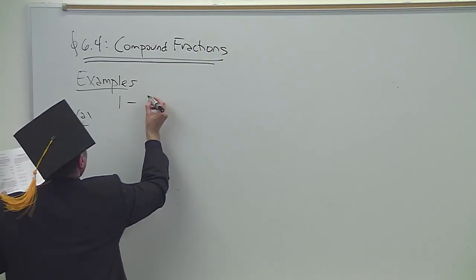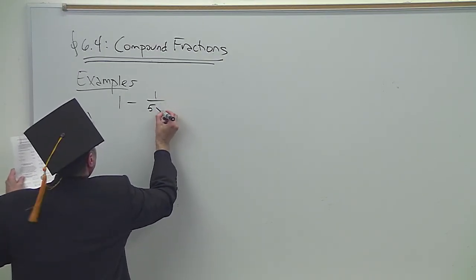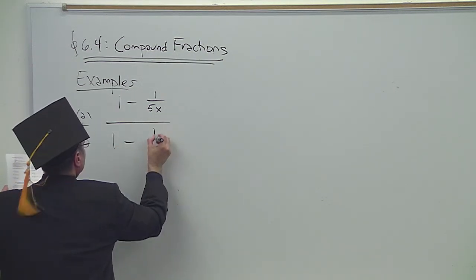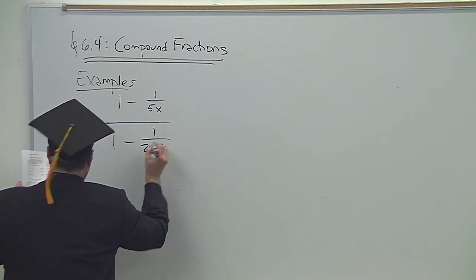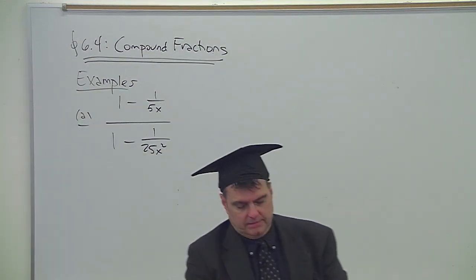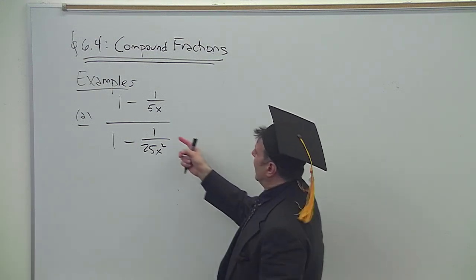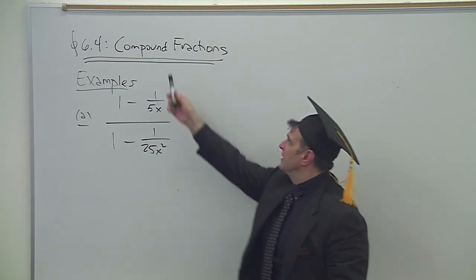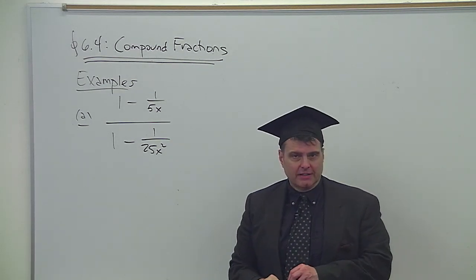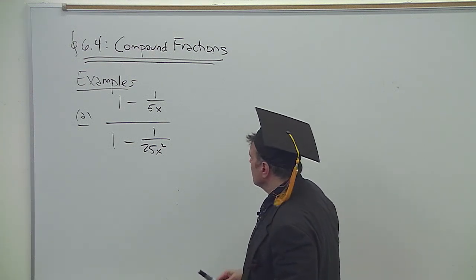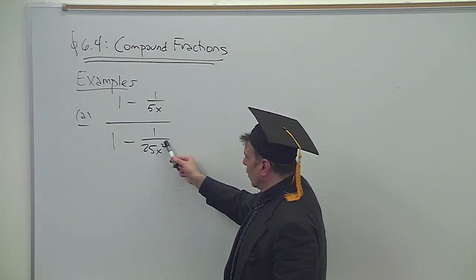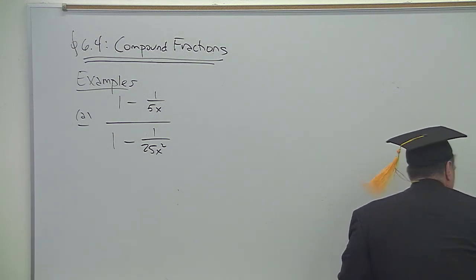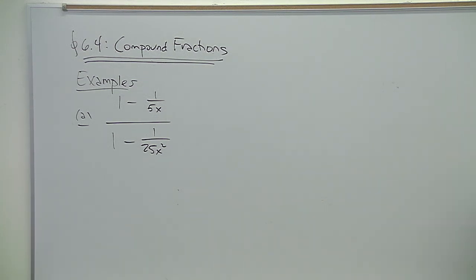Example A is 1 minus the fraction 1 over 5x, and that's all over 1 minus 1 over 25x squared. So here we have a fraction whose numerator and denominator themselves have fractions. That's what makes this a compound fraction. Our goal here is to get rid of these little mini denominators. So let's see.